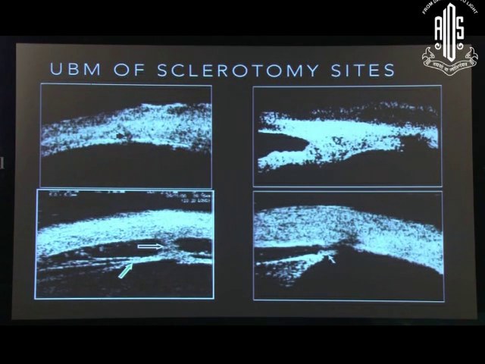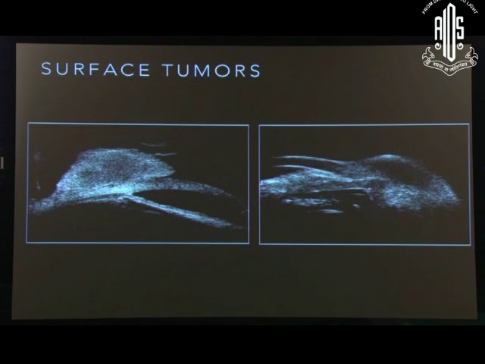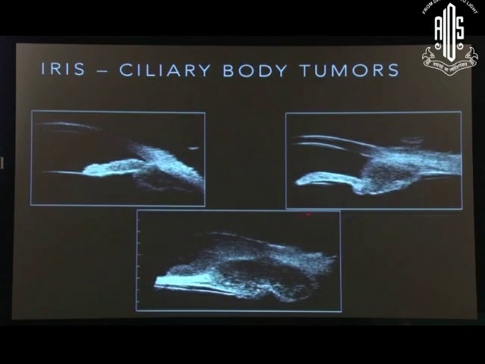A word on surface tumors or OSSN. This is a superficially located tumor with no involvement of deeper structures. However, if you look at this mass lesion on the surface, you see it's invaded the angle, it's invaded the ciliary body region, indicating that it's much more aggressive.